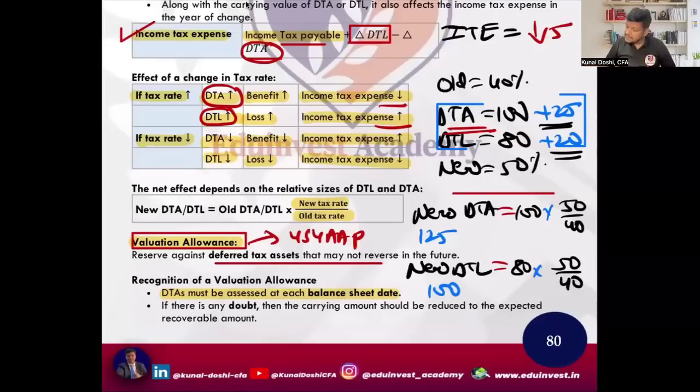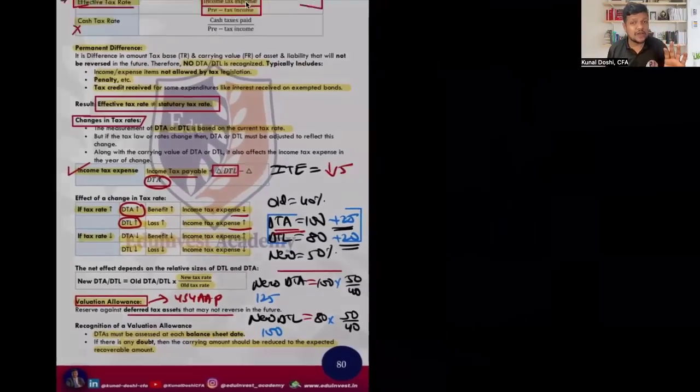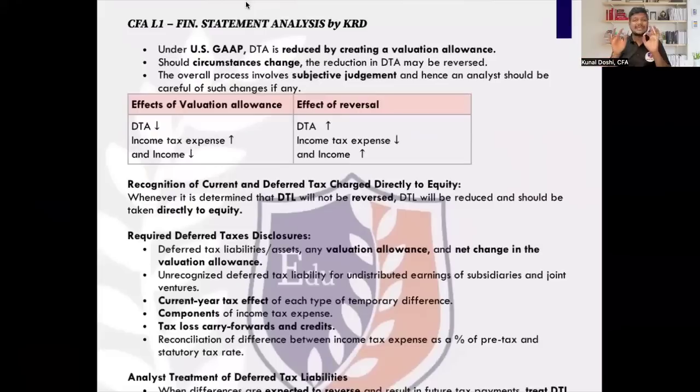Understood? If there is any doubt, then the carrying amount should be reduced to the recoverable amount. So we should scale down the amount like impairment or write down. However, this process is called valuation allowance. But remember, valuation allowance is a term only used in US GAAP. IFRS doesn't use the name. It has a similar treatment, but doesn't use the name. So the name valuation allowance is related to US GAAP only. But what if later on the circumstances change? Then the DTA may be reversed.